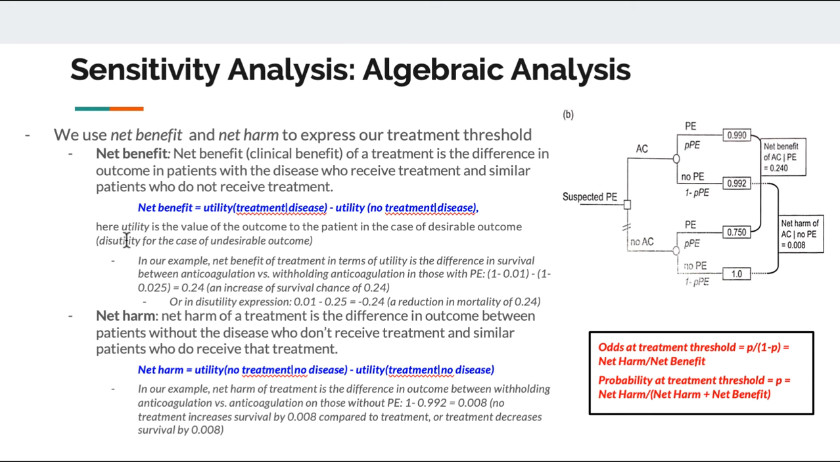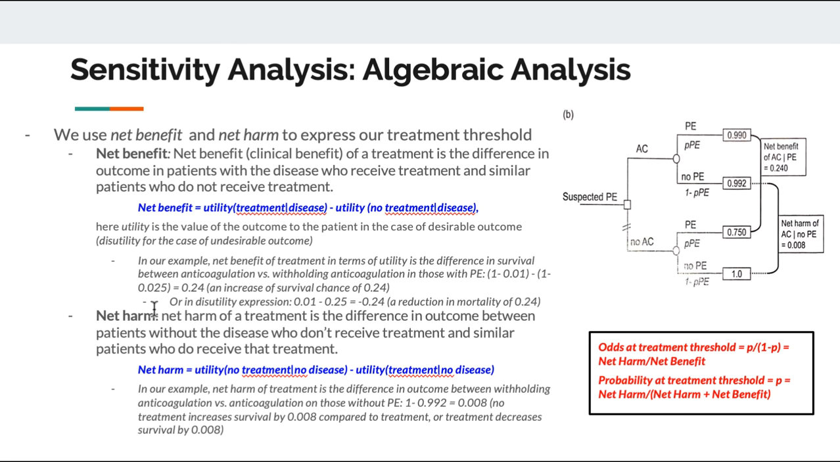If we use the undesirable outcome, we call this the disutility function. So for example, right here, this utility expression equals 0.01 minus 0.25. That equals minus 0.24. This is called a reduction in mortality of 0.24.